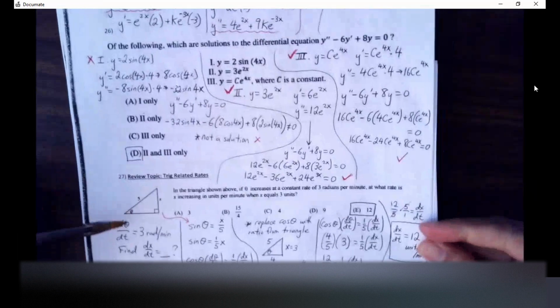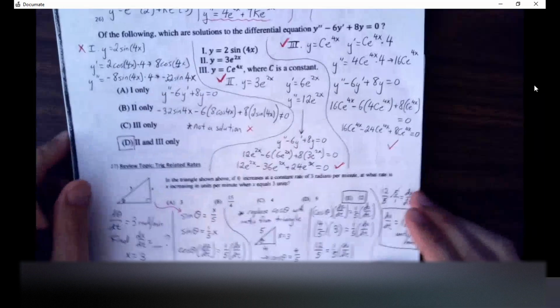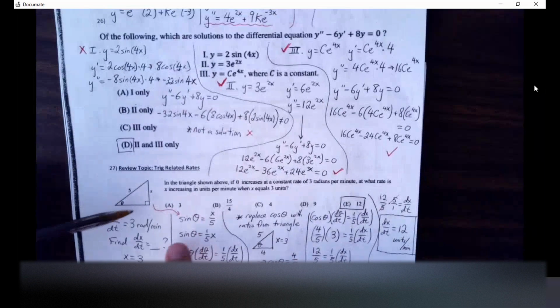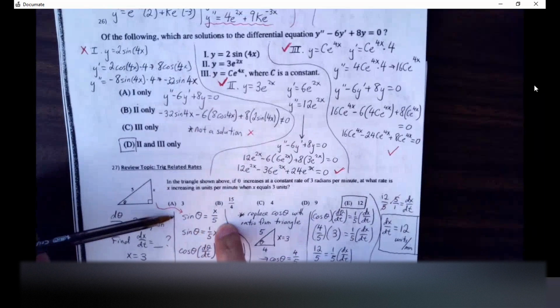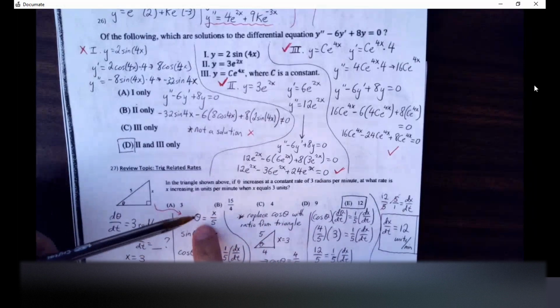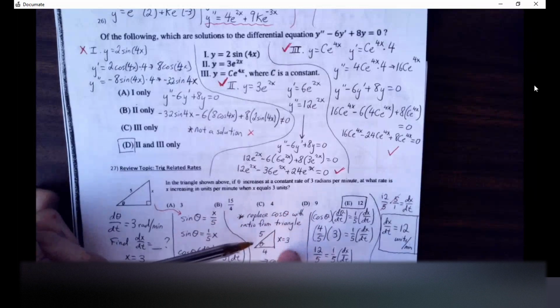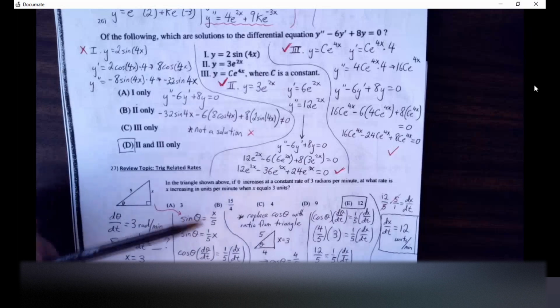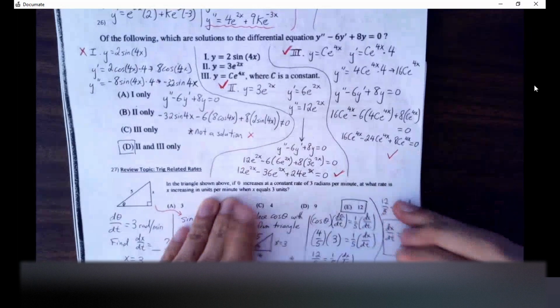More of the same, 25, 26. Trig related rates. Doesn't show up too often, but it's good to know. You know you're starting with a trig equation, either sine, cosine, or tangent. And you know you're not just replacing theta, you're replacing the entire trig function with the ratio. Right, so I think we did this fairly recently, but it's good for you guys to review.